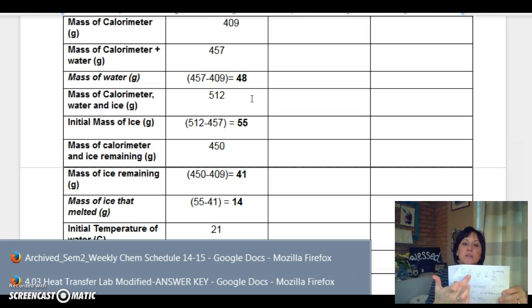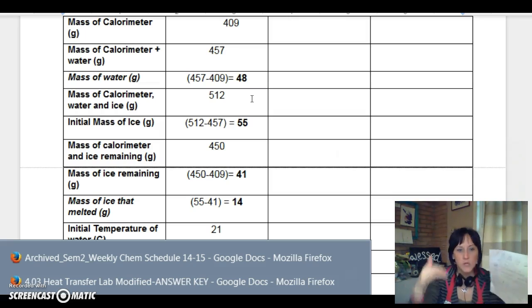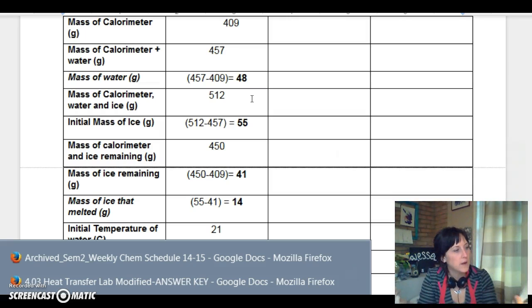And then I add in my ice. Okay, so what two things do I need to subtract, right? It's not that it's complicated, but when you have a huge list like this, it gets confusing. So just draw it out.